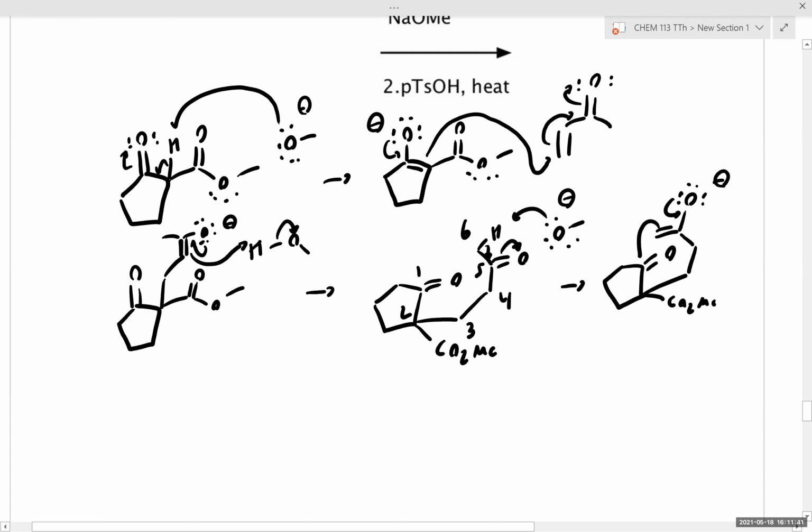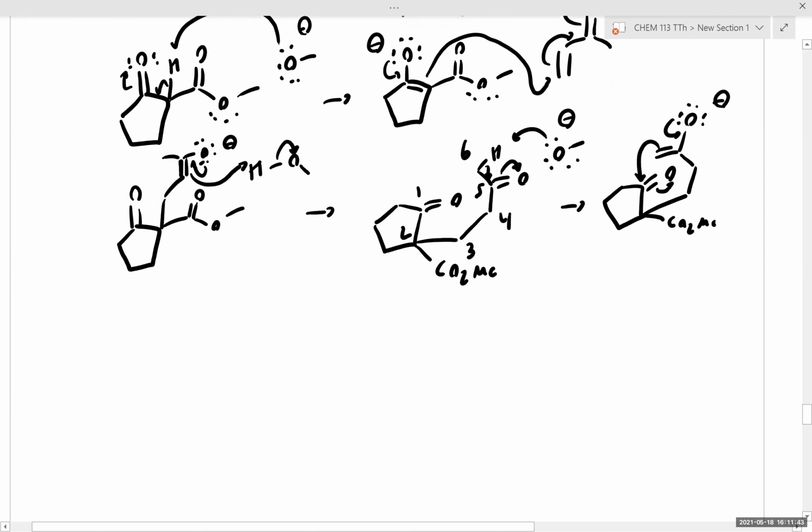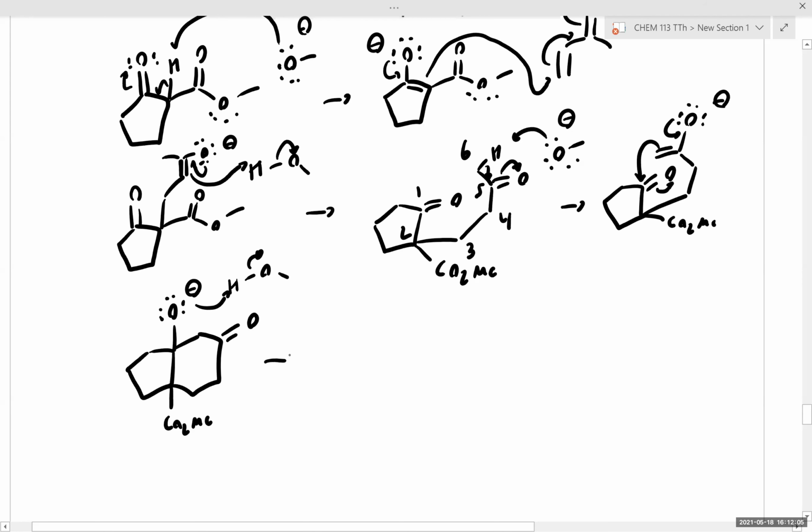From here, our enolate can attack the electrophilic carbonyl carbon, and that in turn gives us our condensation product. Many of these Robinson annulations that we discussed are textbook named reactions to prepare very important enones that have been used in a range of organic syntheses.